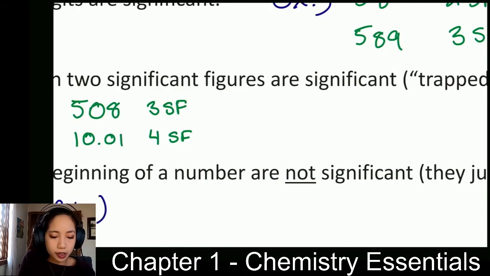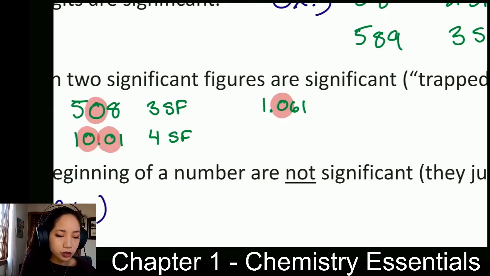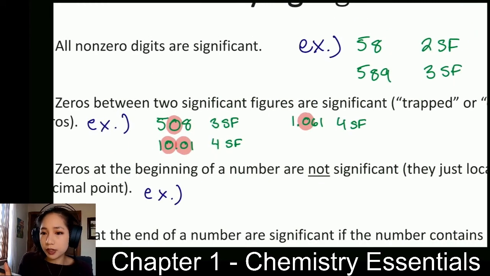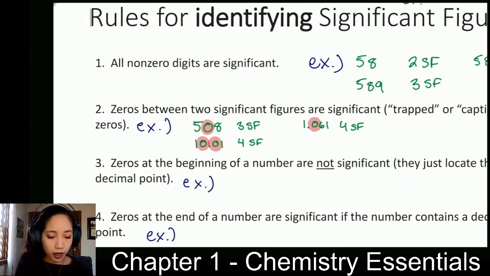Let's do one more example with this trapped zero thing. Let's say a number like 1.061. Again, we have a trapped zero here. I can highlight them. Here are our trapped zeros, and they count towards significant figures. So as written, 1.061 has four significant figures. So that's one type of zero you can see, where it's a zero trapped within a value.